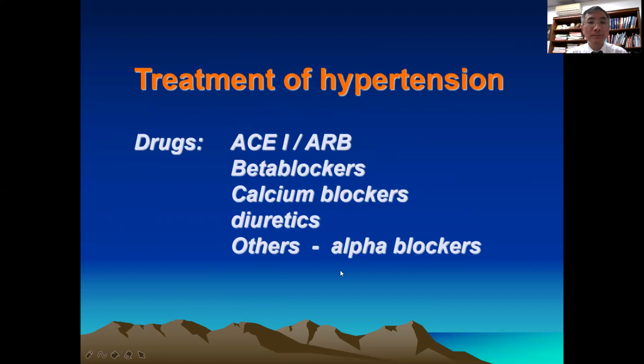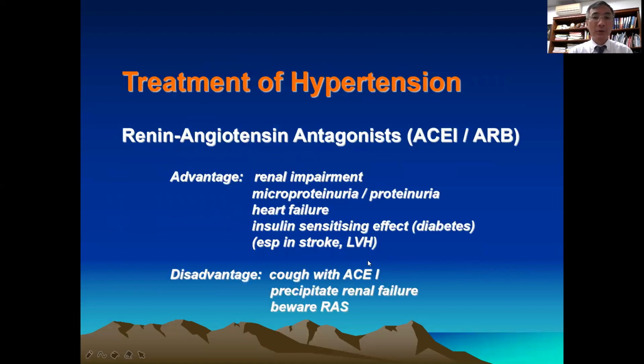As for the drugs, you can remember it by remembering ABCD: the angiotensin converting enzyme inhibitors and the ARBs, the beta blockers, the calcium blockers, and the diuretics. And finally, other drugs such as the alpha blockers are available. Now, what about the renin-angiotensin antagonists that are available?